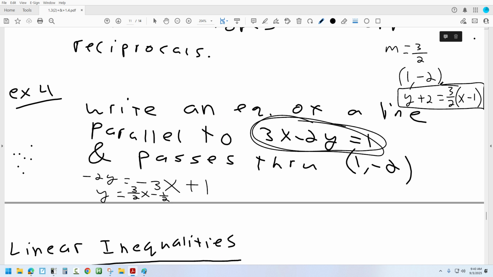They didn't say how to write the final answer, so I did point slope because that was the easiest based on what I had. Any question on that? So you could see a problem that says find one parallel, find one perpendicular, and then write your answer in a certain format.